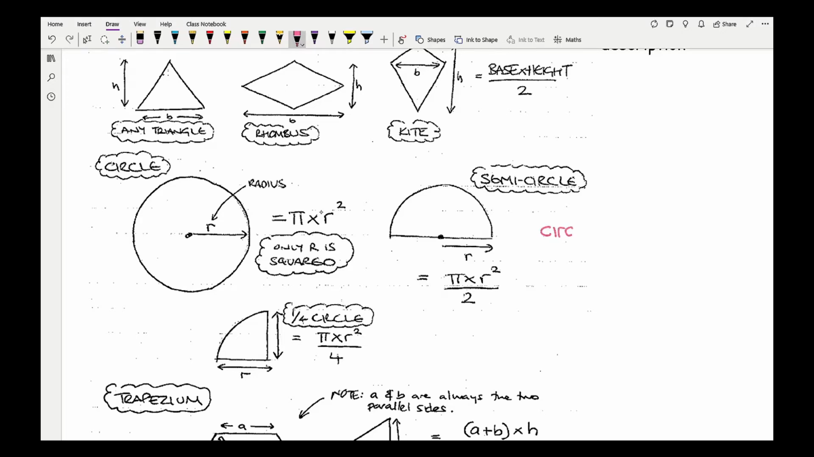So the circumference of a circle is going to be pi times the diameter, or what you could use is 2 times pi times the radius. Now it doesn't really matter which one you go for because they're both the same, because basically the diameter is twice the size of the radius. So if you know what the radius is, you times it by 2 and that's the diameter, or if you know the diameter and want to work out the radius, you just divide that by 2.